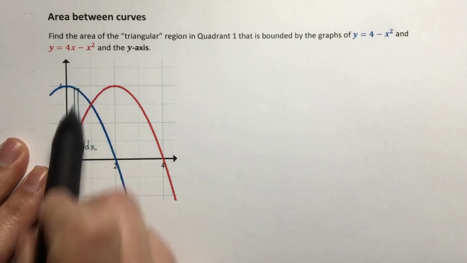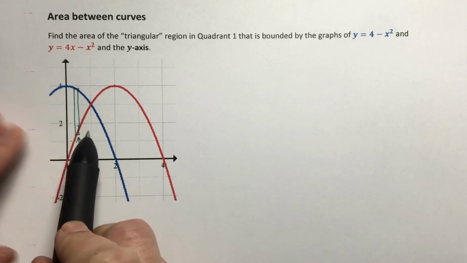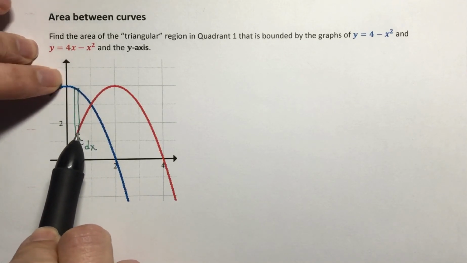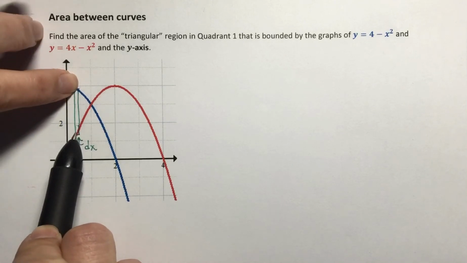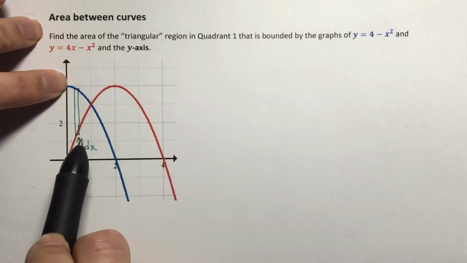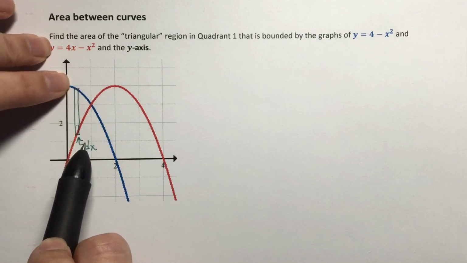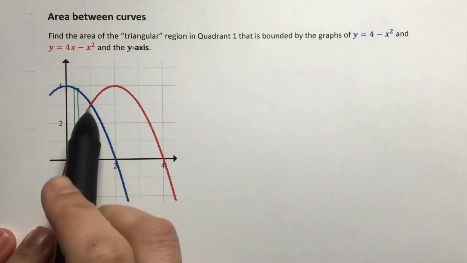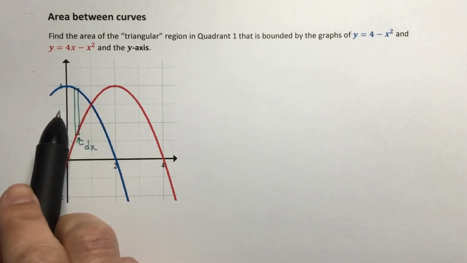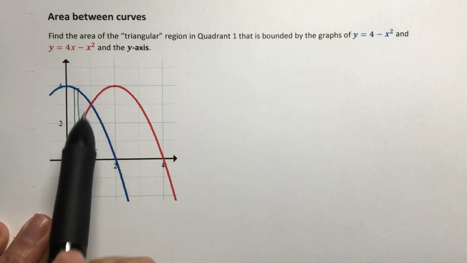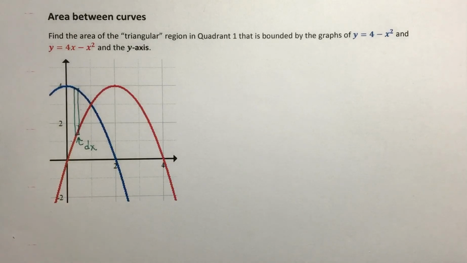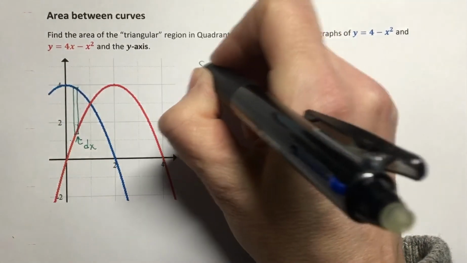Now, looking at this particular rectangle, the bottom is at about 1.5, and the top is at about 3.7. I can find this height by doing 3.7 minus 1.5. Of course, this is a sample rectangle representing all the rectangles that fill this region up. So no matter what, the height of this rectangle would be the blue minus the red, top minus bottom.